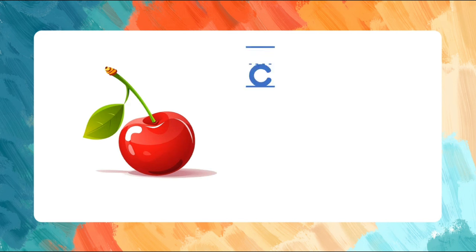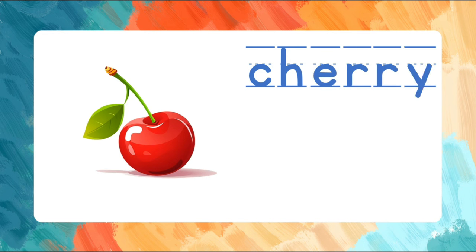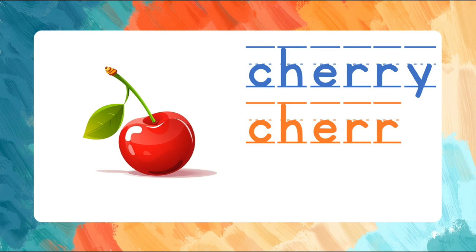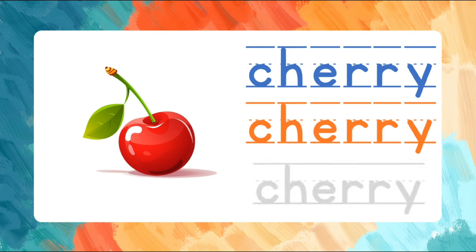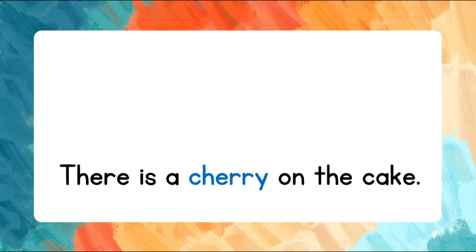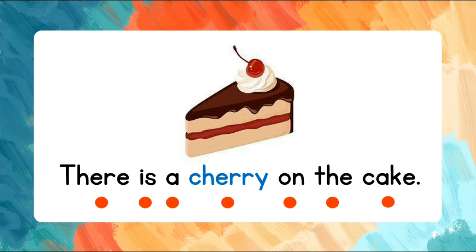Cherry. C H E R R Y. Let's spell that again. C H E R R Y. Cherry. Let's read the sentence. There is a cherry on the cake. There is a cherry on the cake.